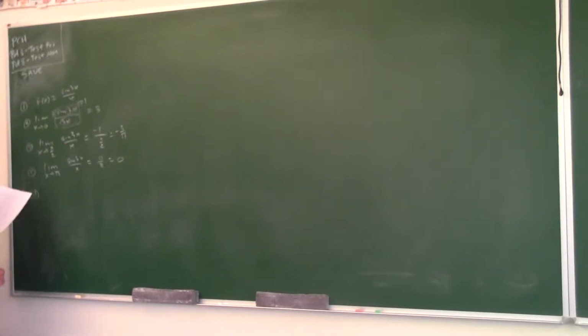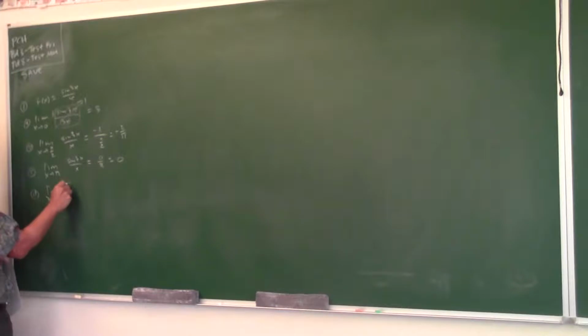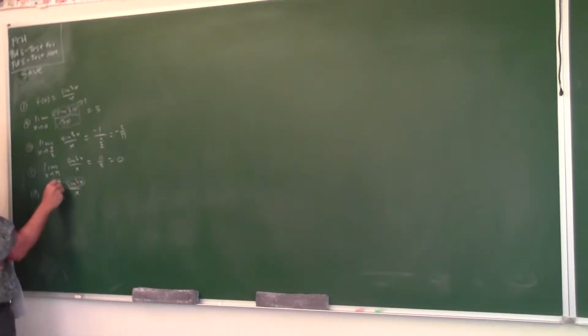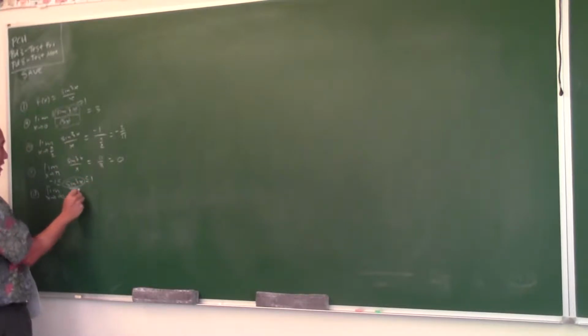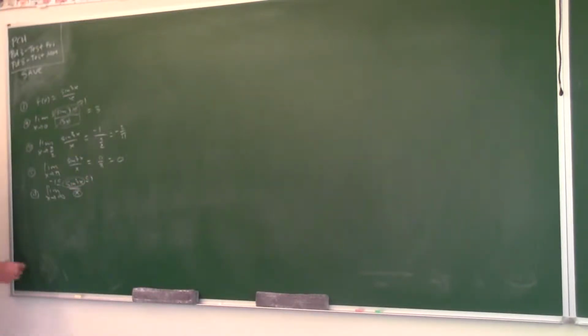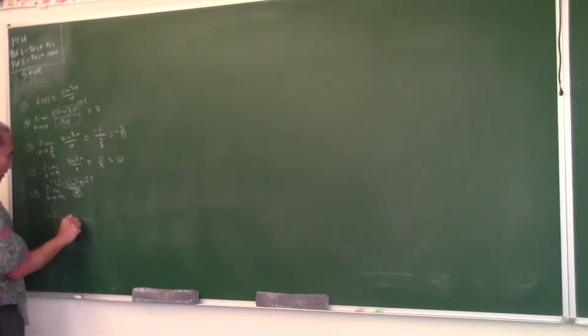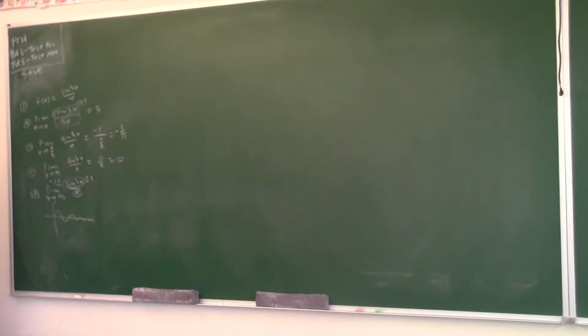And then D, what's the limit as x approaches infinity of sine 3x over x? Well, sine 3x always oscillates between negative 1 and 1, and the bottom keeps getting bigger and bigger. So again, we get the same graph again. It oscillates back and forth, but the amplitude is getting smaller and smaller, so the answer is 0.